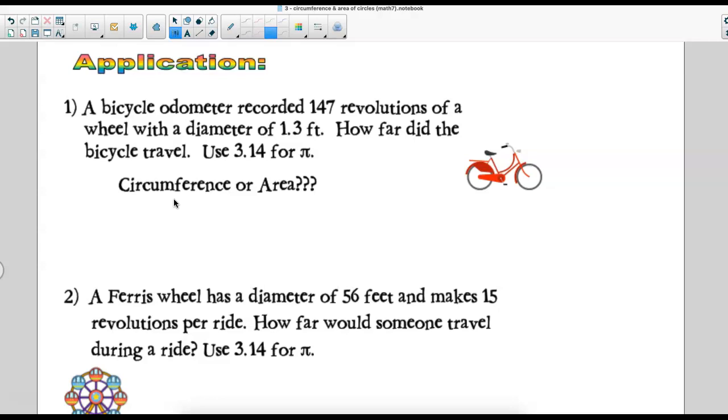Are we finding area or circumference? When you read that problem, think about it for a second. Put your calculator down because you don't need it right now. Think about this problem. Are you finding area or circumference?